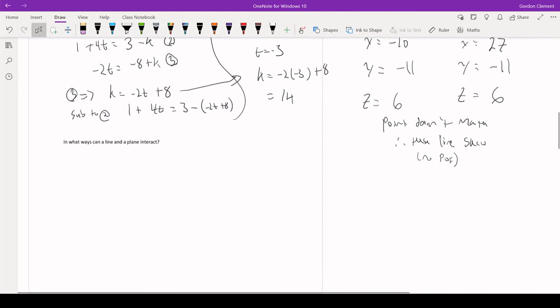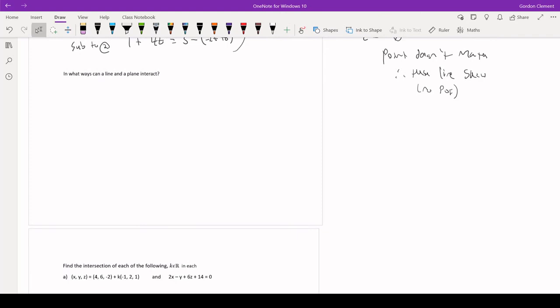So we're going to shift gears, and we're going to think about now a 3D line and a plane. See if you can draw out the different cases. You have a line and a plane. What ways can those things interact? I'll give you the clue that there's 3 different things that can happen.